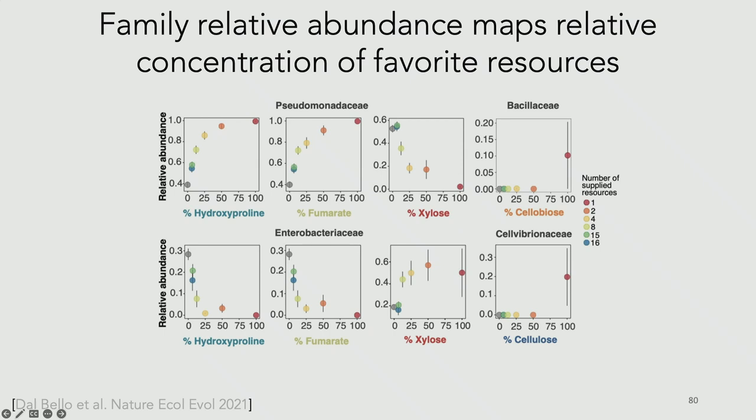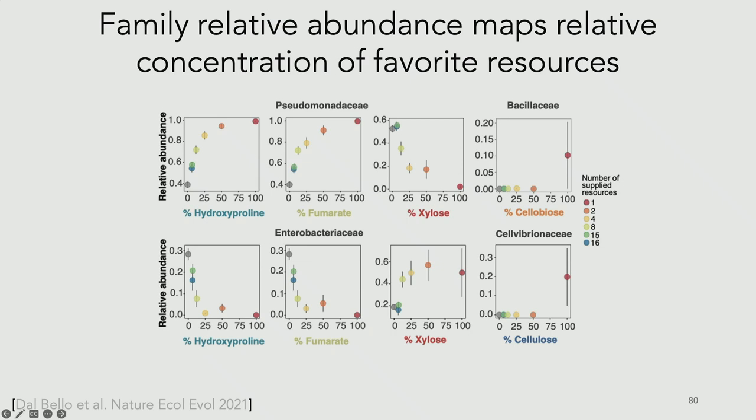And these enterobacteria are kind of the nemesis of the Pseudomonas. Usually, the Pseudomonas feed on the byproducts of enterobacteria. And you can see that in the same resources, the enterobacteria, which cannot consume many of these TCA intermediates, or at least are less good at consuming them, decrease with the concentration of these resources. By contrast, enterobacteria really like xylose, and so they increase according to the relative concentration of xylose in all the multi-resource communities, while Pseudomonas decreases.